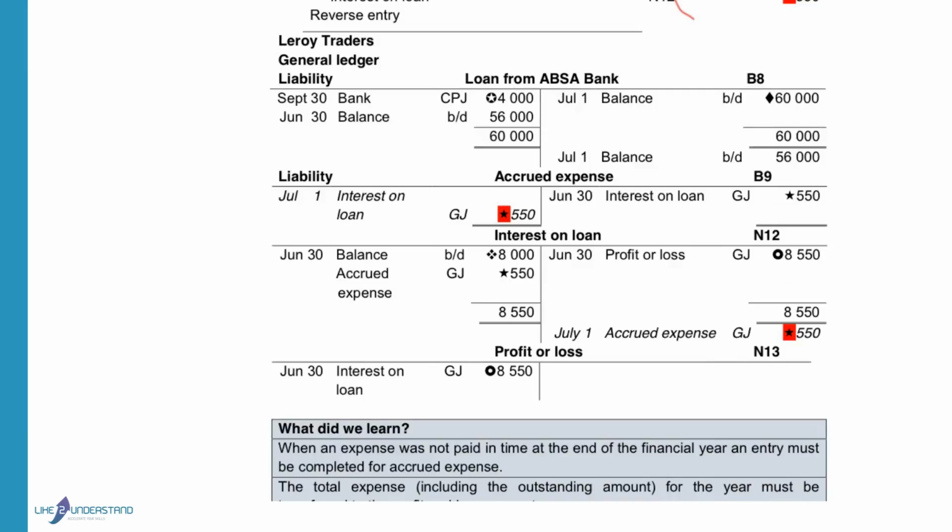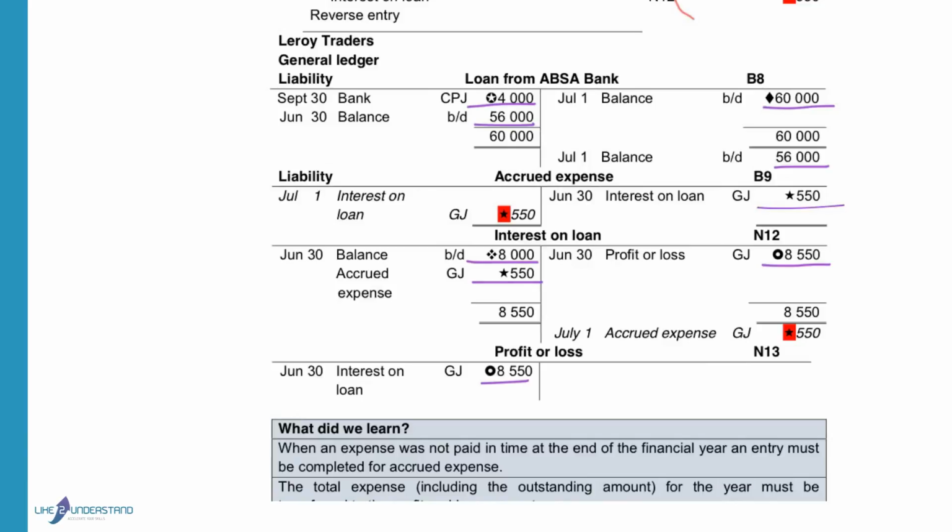In the loan account, we have a balance of 60,000. On the 30th of September, we made a payment of 4,000. So our outstanding balance at the end of the year is 56,000. In the interest on loan account, the balance is 8,000. We calculated that the total amount that must go to the profit and loss account must be 8,550. So that means there must be an additional amount in the interest on loan account of 550, and you must credit the accrued expense account with the 550 Rand.